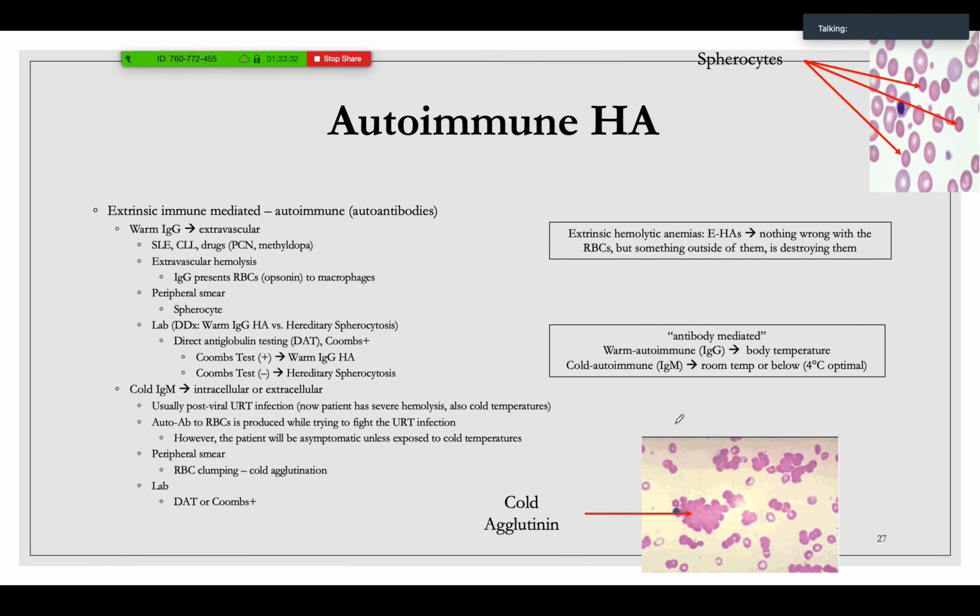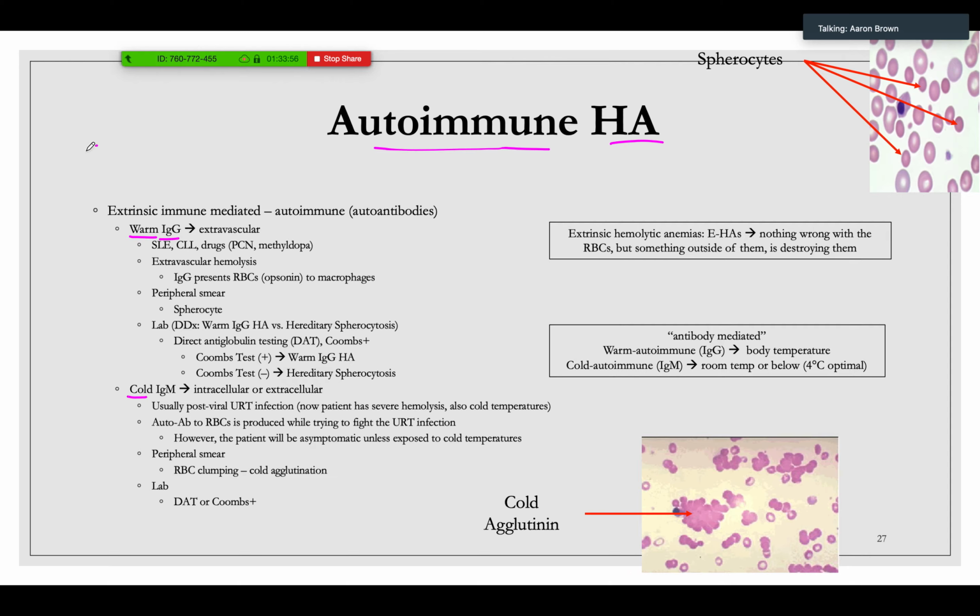Great. So, autoimmune hemolytic anemia. Here we have our body making an antibody that is attacking our red blood cells, an autoimmune destruction of red blood cells. And so there's two types. We have warm hemolytic anemia and cold hemolytic anemia. Our warm hemolytic anemia involves IgGs.